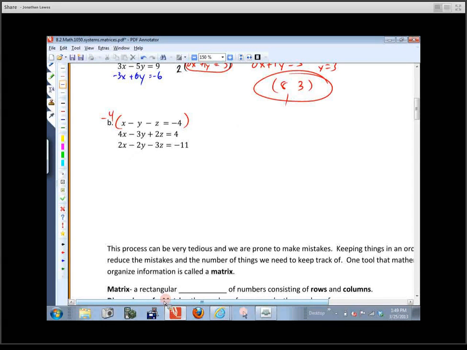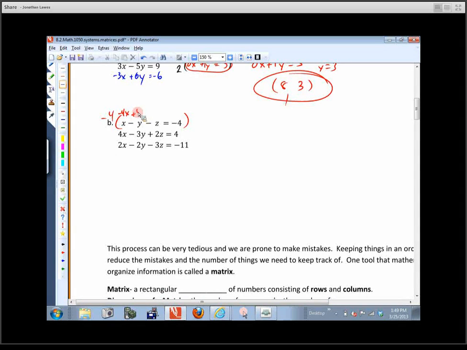So here's what I'm going to do. I'm going to multiply by negative 4, and I get negative 4x. I get positive 4y. I get positive 4z, and I get positive 16. Now, did I do all the multiplication right? Because that's what's tough about these, is you got all these little arithmetic problems to do. Did I do all of that right?